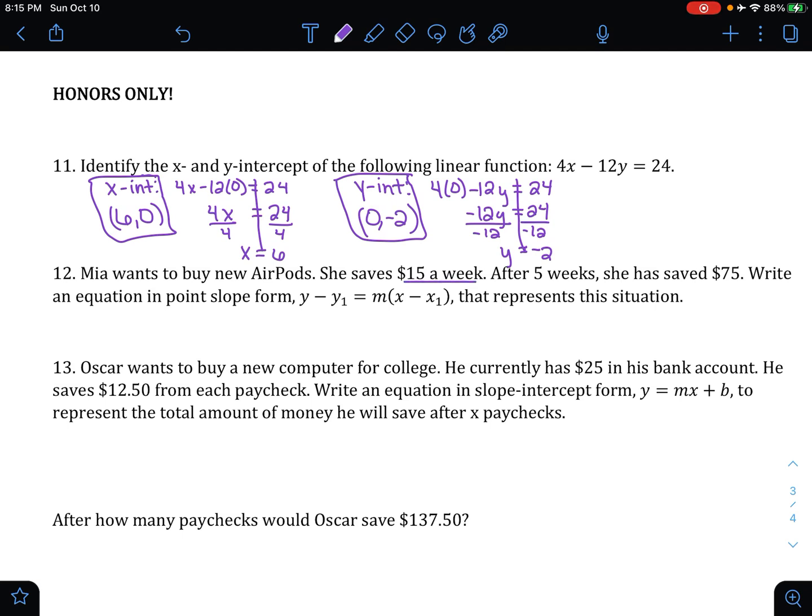Well, we know she's saving $15 a week, so that tells me my m, my slope, is 15. And because it talks about per week, that means my x value has to deal with weeks. So my x is 5 weeks. My y sub 1 is $75, which y usually goes with the total amount. So I'm going to plug it into my equation. y minus 75 equals 15 times x minus 5. And that's it.